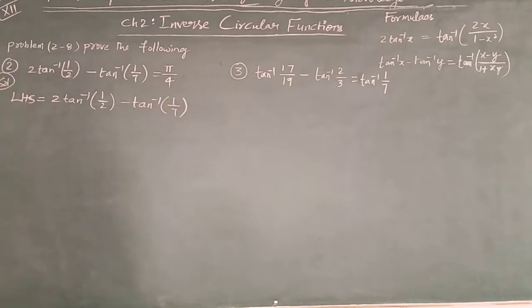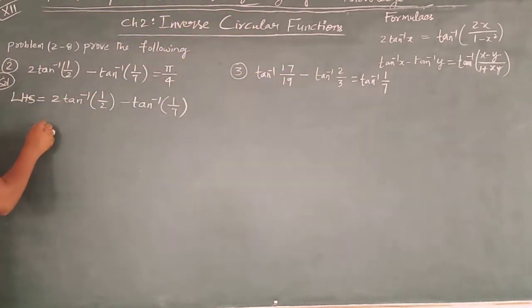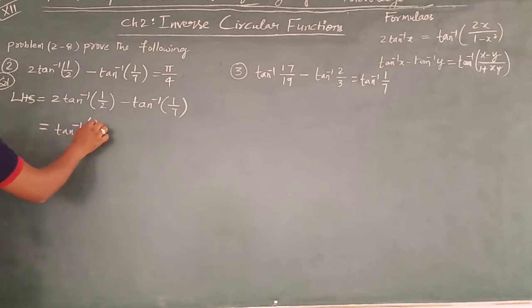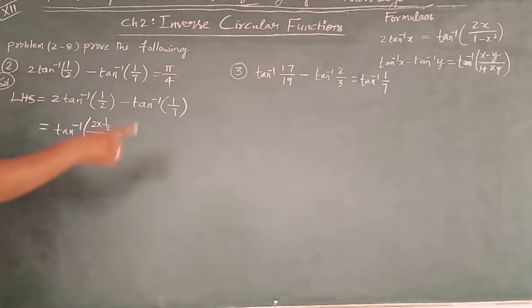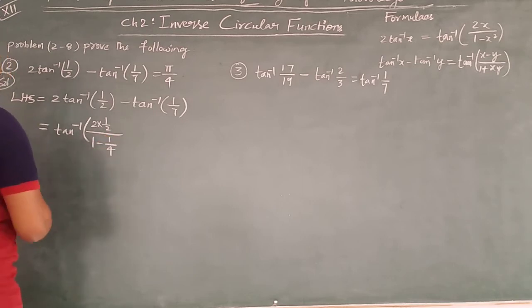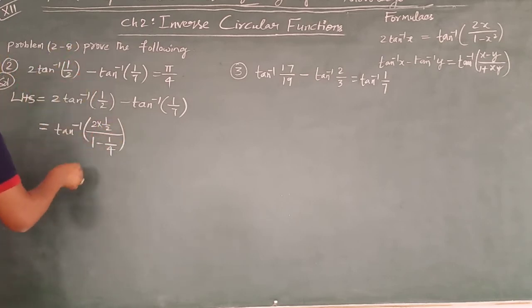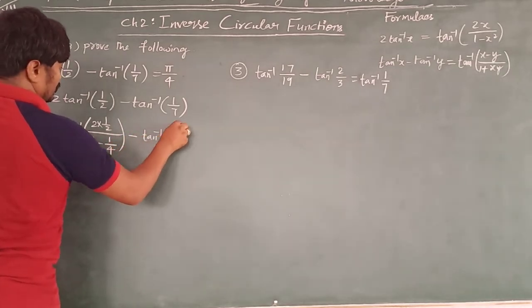What is 2 tan inverse x? You know that is tan inverse 2x upon 1 minus x square. So here tan inverse 2x, 2 into x, where x is 1 upon 2, upon 1 minus x square, which is 1 upon 2 whole square. 1 upon 2 whole square is nothing but 1 upon 4, because 1 square is 1, 2 square is 4, minus tan inverse 1 upon 7.